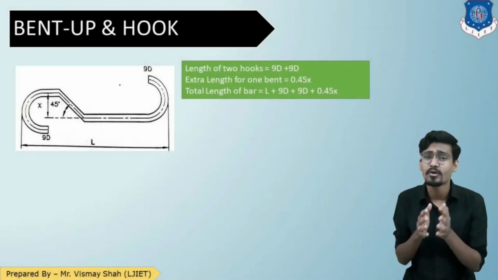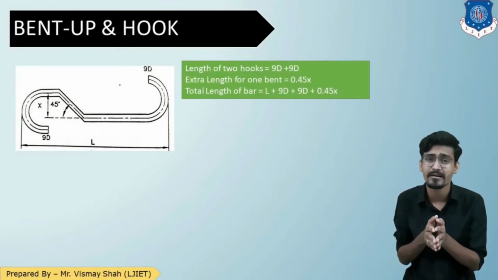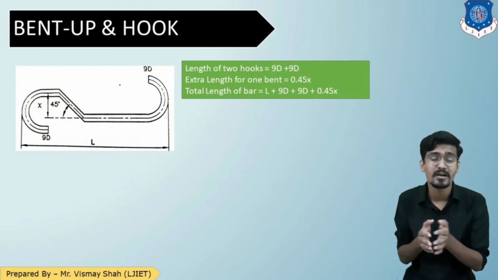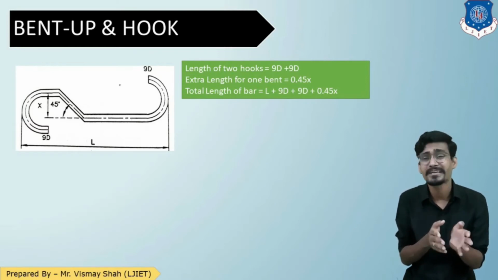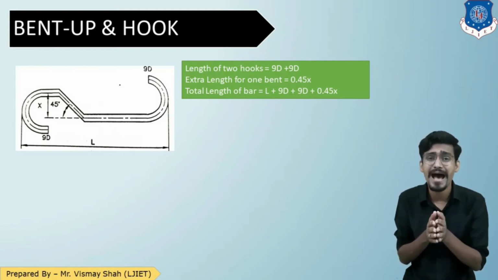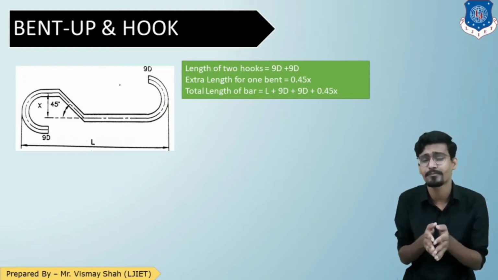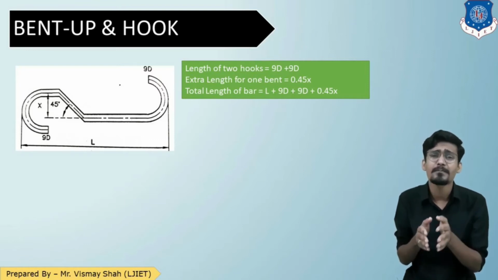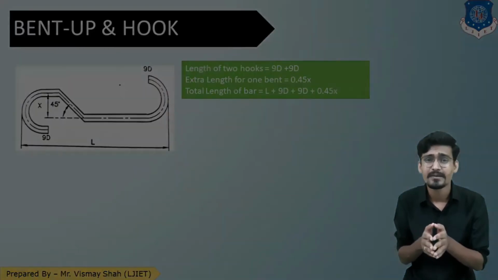Moving forward, what if there is a bent up and hook combined in the stirrup bar? This is the figure of what I have just told you, that bent up and hook are both combined in the bar. So you know that for hook we add 9D and for bent up we add 0.45x. So total length will become L plus 9D plus 0.45x. Again, if there is a hook on both sides, you have to do 2 times 9D. So 18D will be there. Very easy. So I'm moving forward quickly.